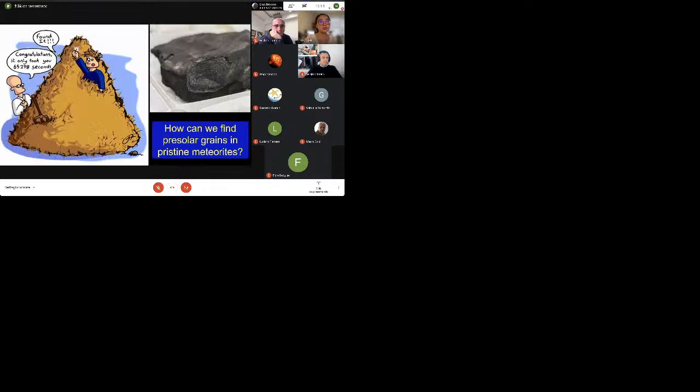So far, we have learned where to look for presolar grains, but even in the most primitive meteorites like Murchison, presolar grains are extremely rare. The abundance of presolar silicon carbide, for example, is only 30 ppm. And this means we have to measure at least 1 million particles before finding only 30 presolar silicon carbide grains. So finding presolar grains in meteorites is pretty much like finding a needle in a haystack.